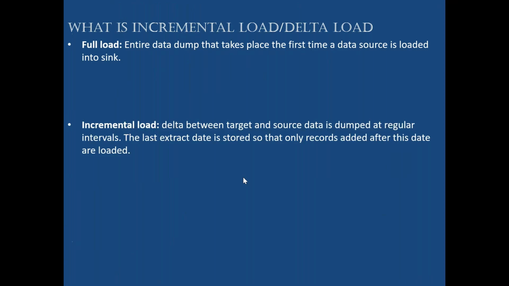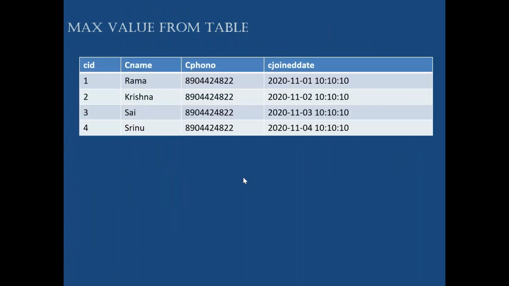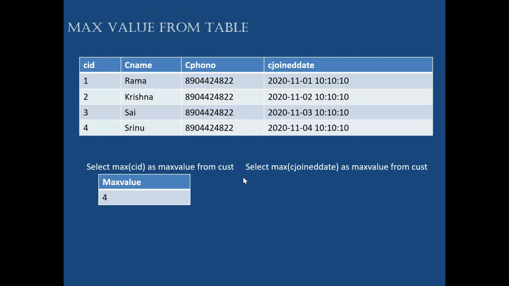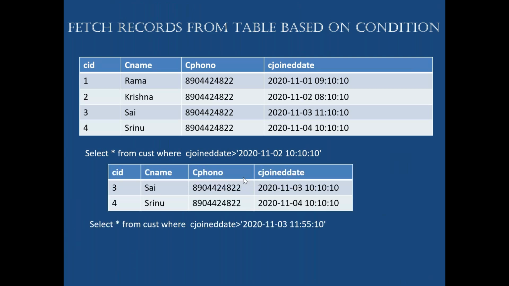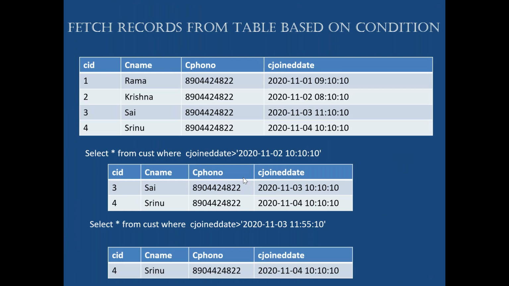All these things you can leave, because you already know. It is just a quick revision. Max of CID from this table is 14. Max of C join date means the maximum date is 2020-11-04. That is going to come. So if you see select star from first table where C join date is greater than this date, it will give you the records that arrived after it. What all records arrived after this? 3 and 4. Select star from first table where C join date is greater than this, what records are going to come in the output, team? Only the fourth record, correct?